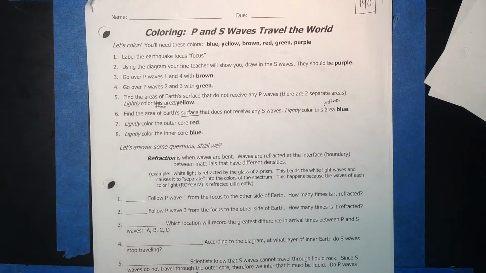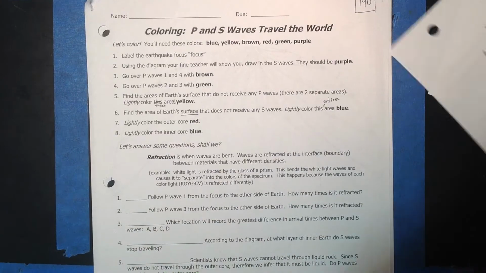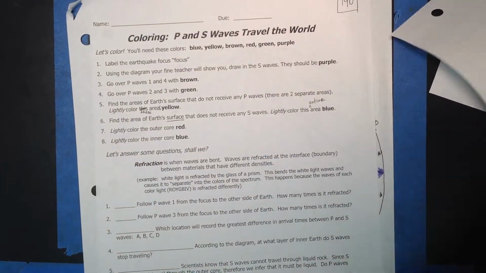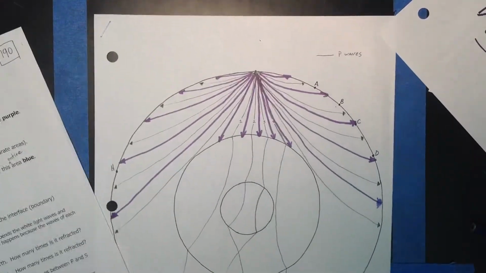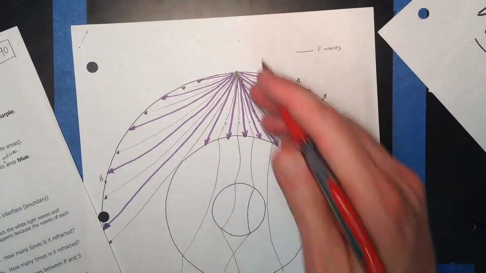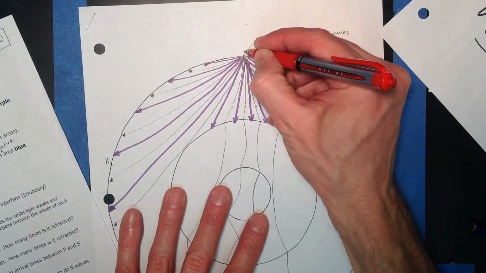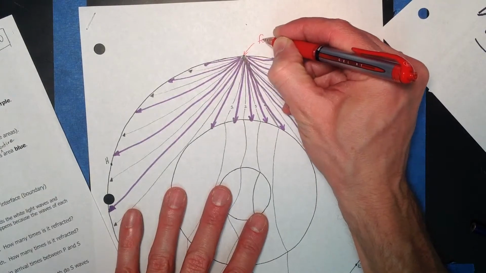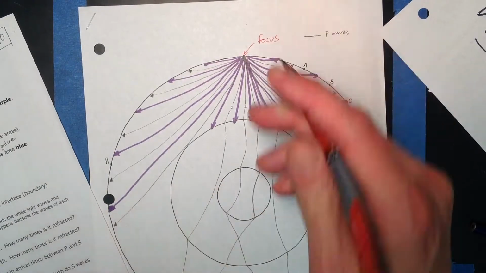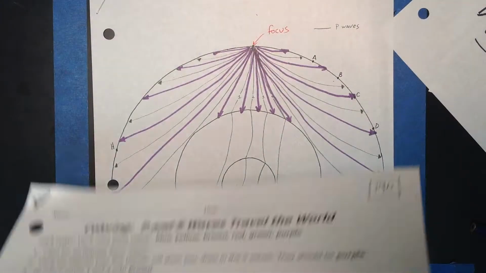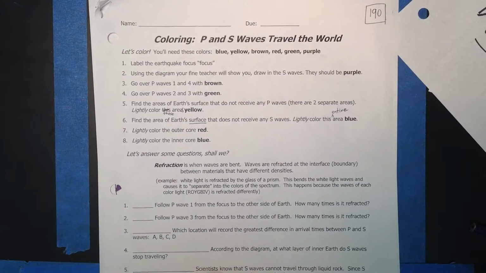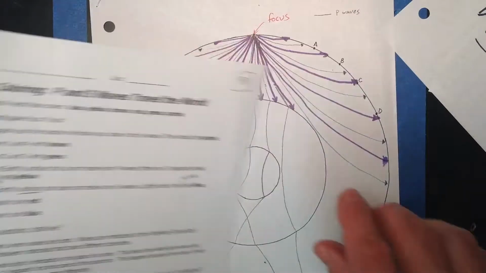So, label the earthquake focus. The focus is the location underground where the earthquake occurs. Now this is sort of backed out so that the focus looks to be right on the surface here. Focus. So that's the first one. The second one, hopefully you should be doing that with the purple. And 3, go over P waves 1 and 4 with brown.